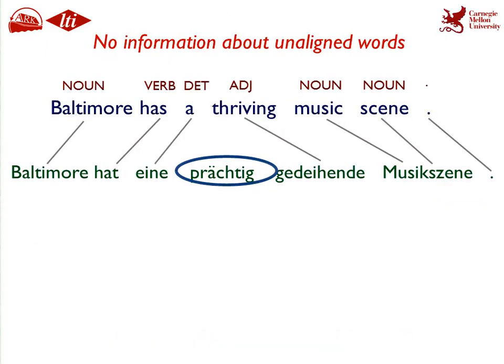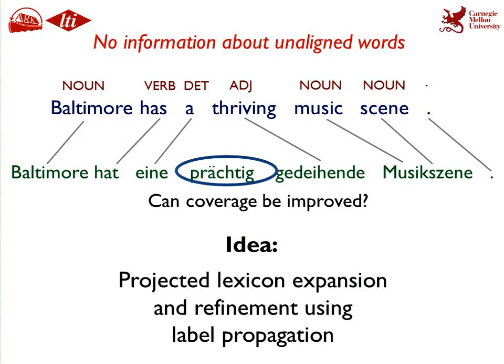So our final idea is an improvement over this type level projection idea. There are unaligned words about which you don't know anything, and the question is whether coverage can be improved. The way we do this is by expanding the projected lexicon using semi-supervised learning. Not really semi-supervised learning, but weakly supervised learning.